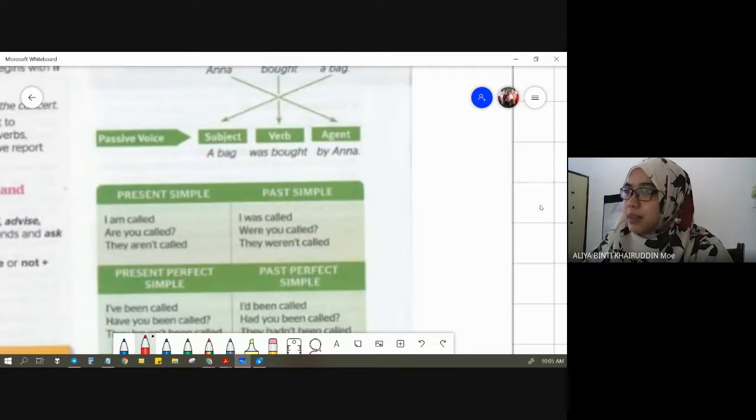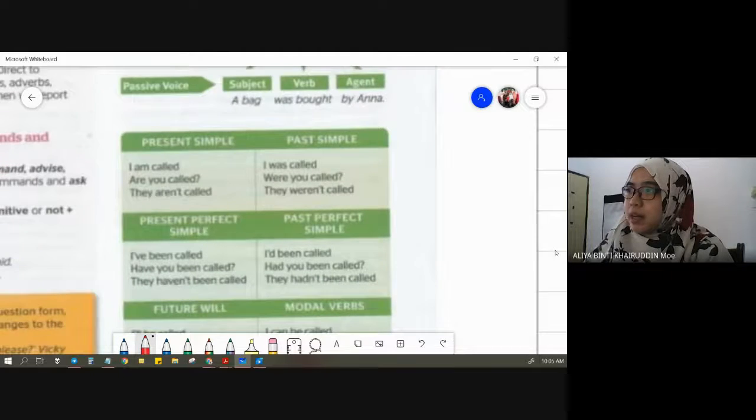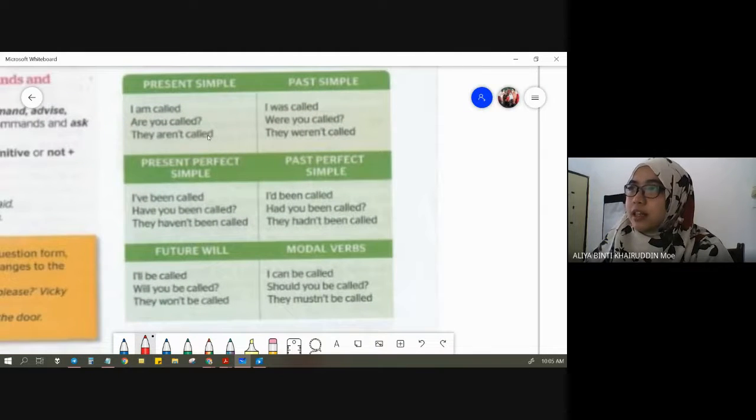And these are some examples of passive voice in other forms. For example, present simple, I am called. Past simple, I was called. By who? We're not sure. Present perfect simple, I have been called. I'd be called. All right.